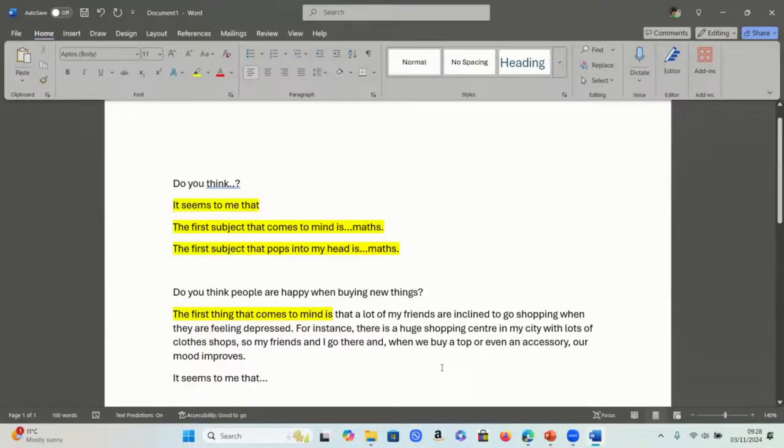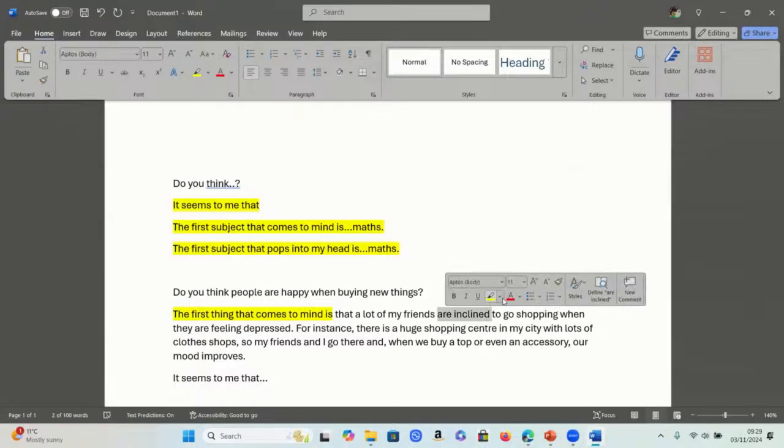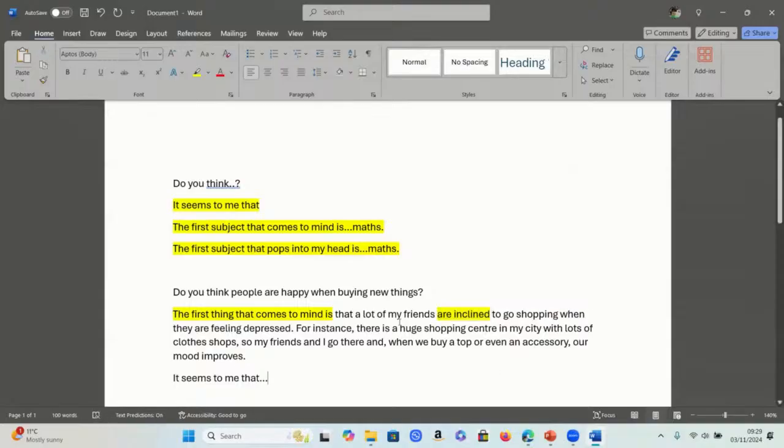So the most important thing here is that you started with the little expression. And you can say the same with, it seems to me that a lot of my friends are inclined to go shopping. Later, maybe it's too late, but we thought of a better word for it, and the rest of it is just the structure with an example of your friends. So as I said, the first part, you can use your friends as an example a lot of the time because it's a familiar topic.